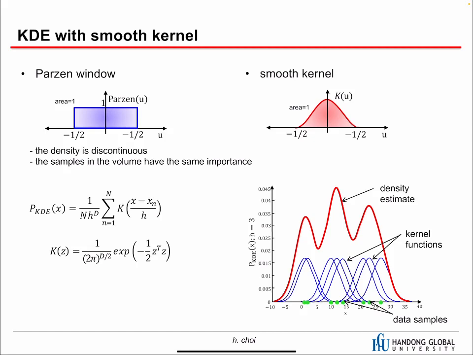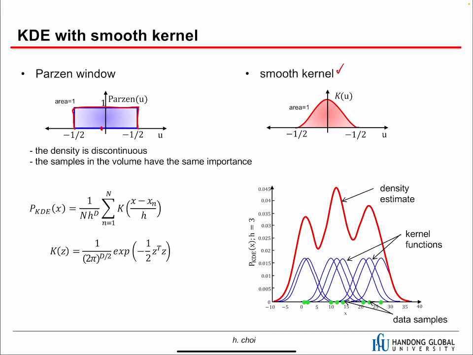Okay, that is based on the Parzen window, and the Parzen window is just a rectangle. The density is discontinuous. This is another kind of problem. So instead of having this strict window size, we can have a smooth kernel.